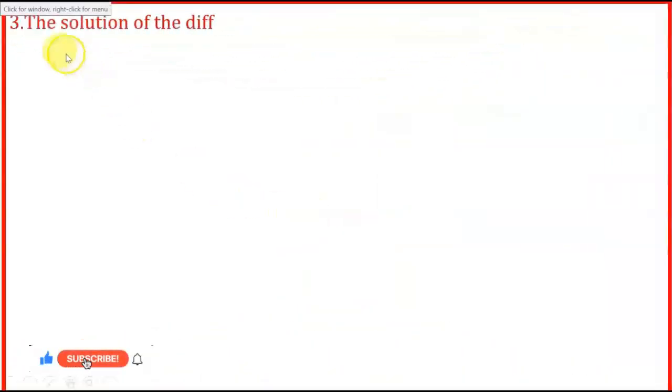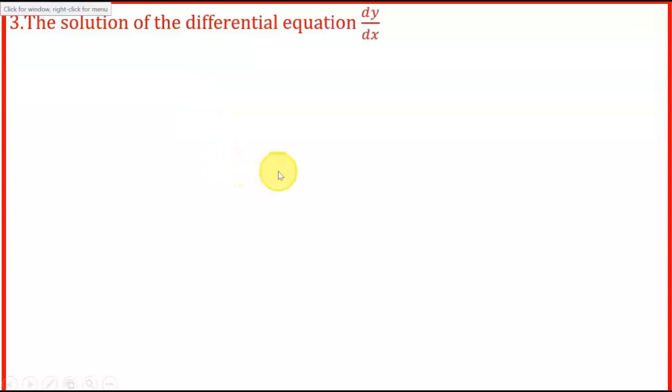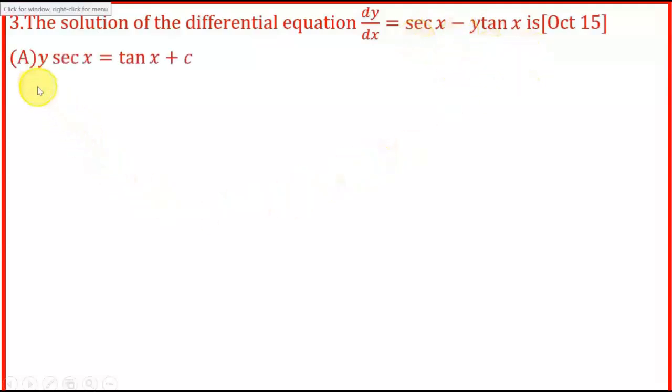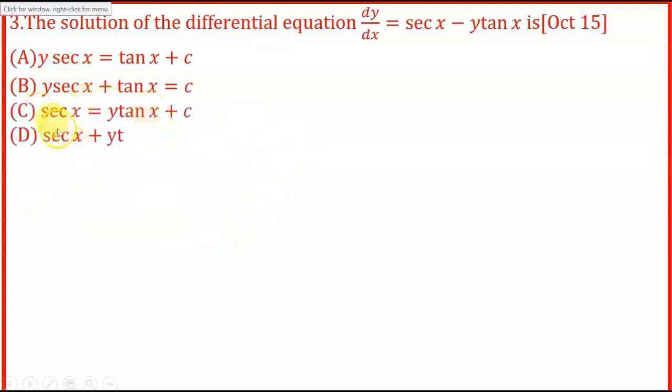Now the next question. The solution of the differential equation dy by dx is equal to sec x minus y tan x is: the first option, y sec x is equal to tan x plus c; B, y sec x plus tan x is equal to c; C, sec x is equal to y tan x plus c; D, sec x plus y tan x is equal to c. Now let us see the solution.